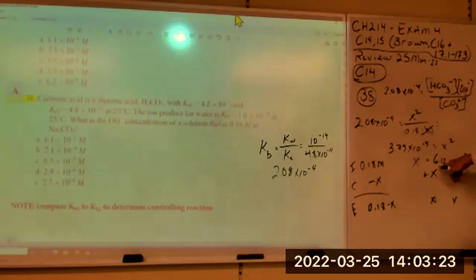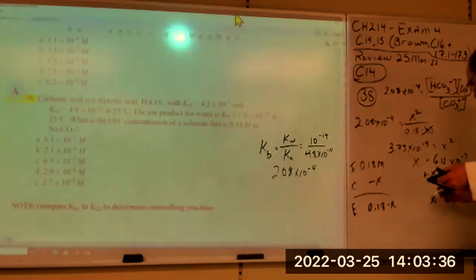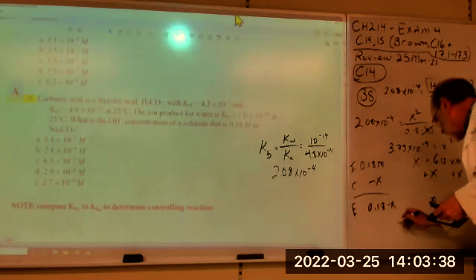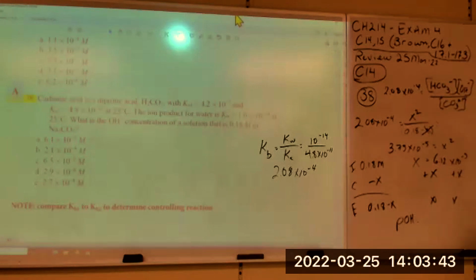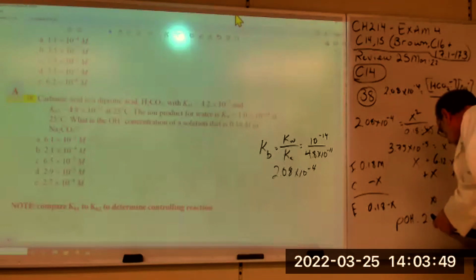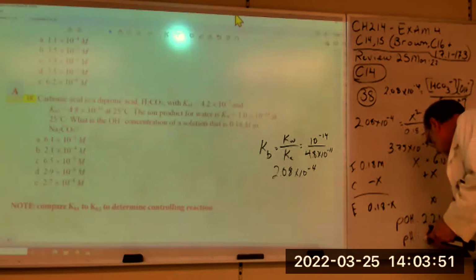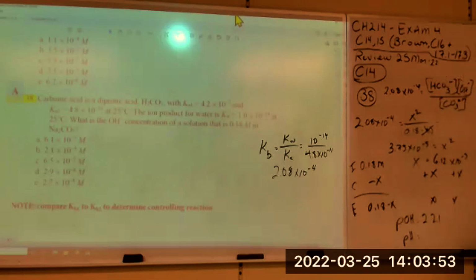Now, X was one of these values, which is the OH concentration, right? Okay, so pOH is the negative log of this value. pOH equals the negative log of that value, which is 2.21. And pH is 14 minus that.